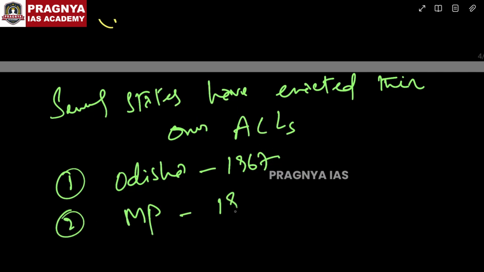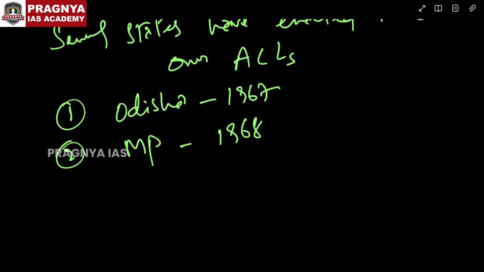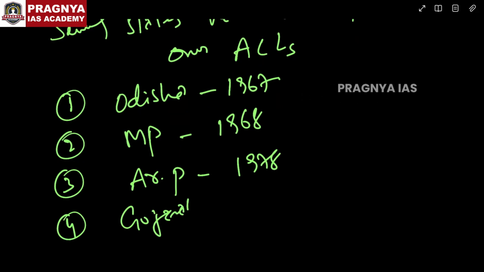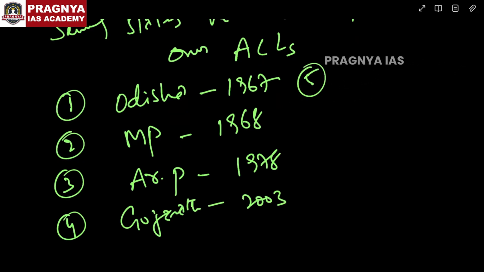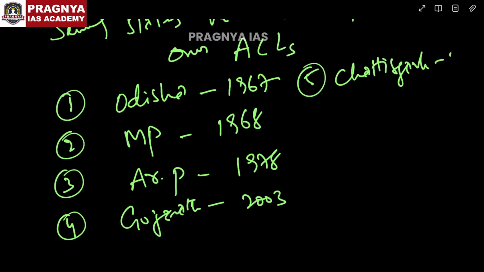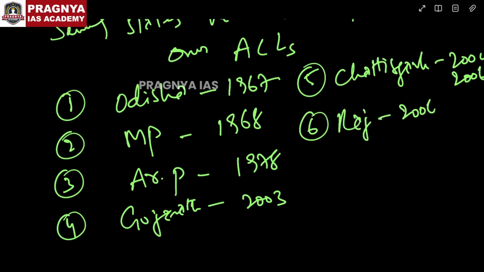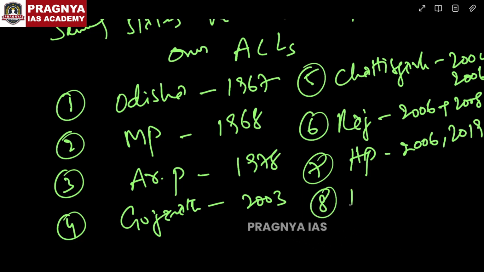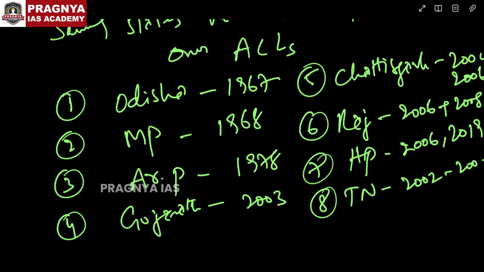Next is Madhya Pradesh in 1968, which introduced the Madhya Pradesh Dharma Swatantraya Adhiniyam, requiring notification to the district magistrate for any conversion activities under penalty of law. Likewise, Arunachal Pradesh in the year 1978, Gujarat in the year 2003, Chhattisgarh in the year 2000 and amended in the year 2006, Rajasthan in 2006 and amended in the year 2008, Himachal Pradesh 2006 and amended in the year 2019, Tamil Nadu in 2002 to 2004.